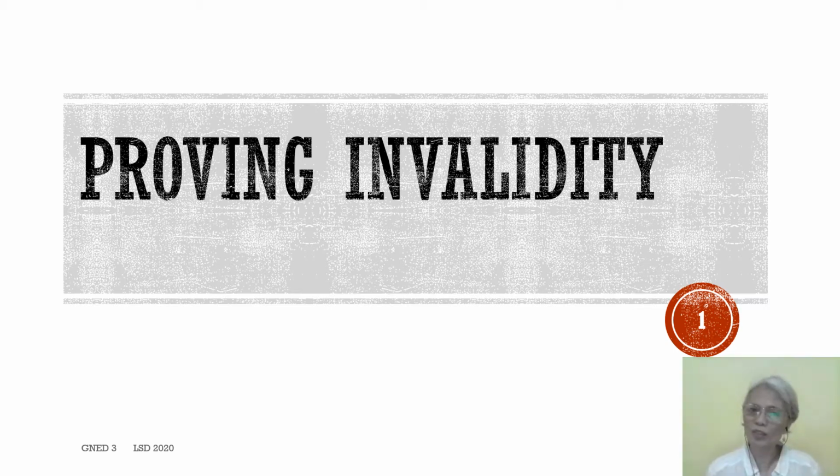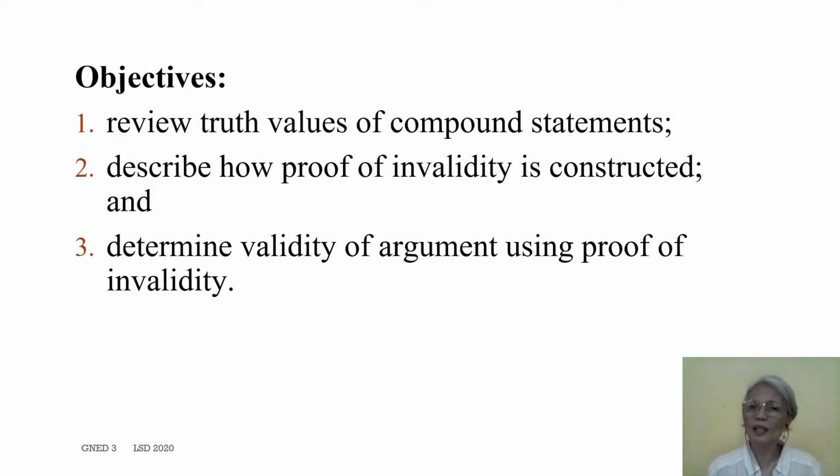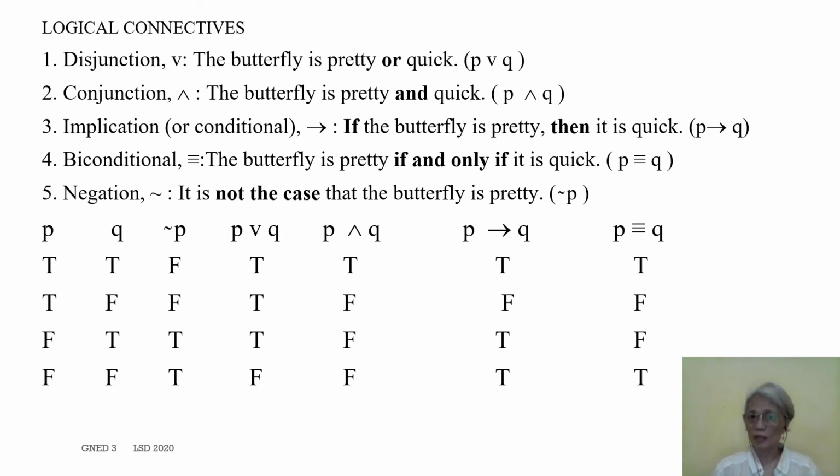So in this video, we will discuss how to prove validity of an argument by proof of invalidity. In this presentation, we aim to review truth values of compound statements, describe how proof of invalidity is constructed, and finally, determine validity of arguments using the proof of invalidity. So let's have first a review of the rules on logical connective.